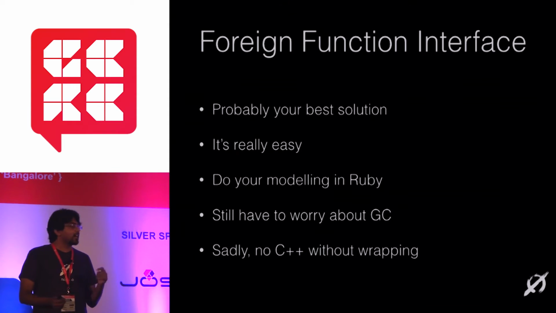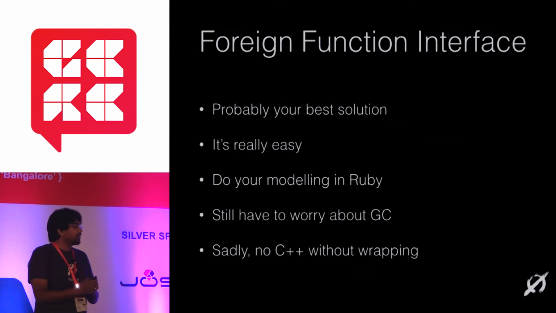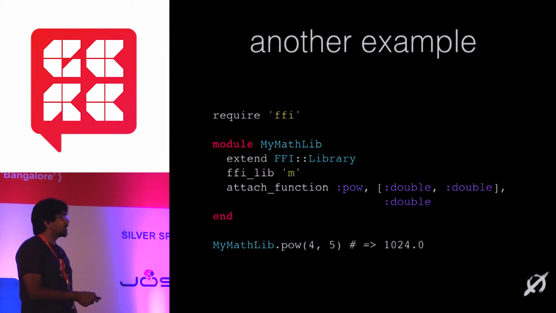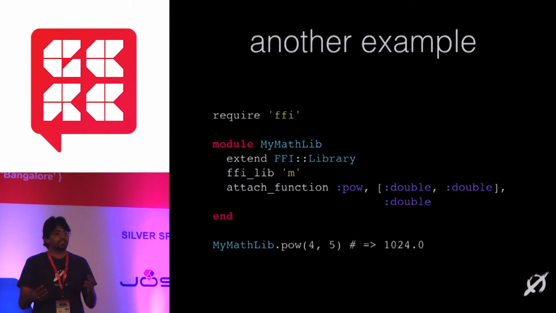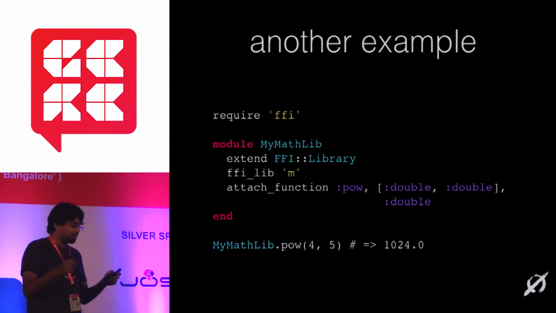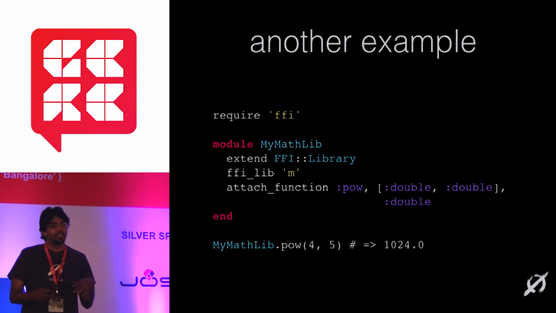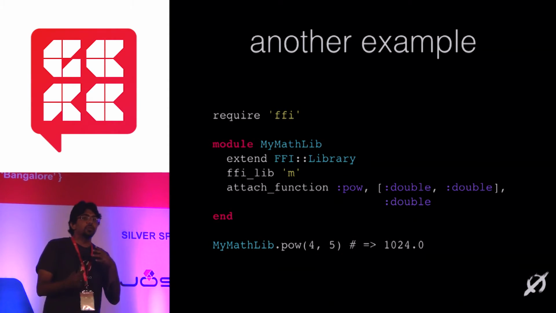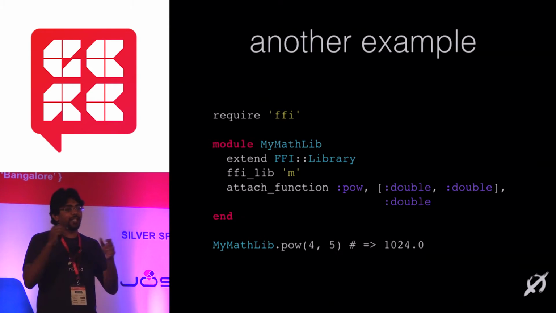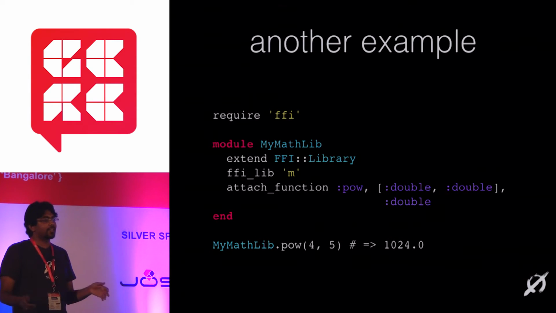And unfortunately, with FFI, there is no C++ support without wrapping. So you can see over here that these functions that we've attached to are all static functions in C. They are not attached to any objects. They take a fixed number of parameters. So it's not possible to wrap C++ functions directly. You could write a thin shim, which is static functions that you can use to call your C++ functions, but it still starts getting to be more effort, and you need to write that in C or C++.